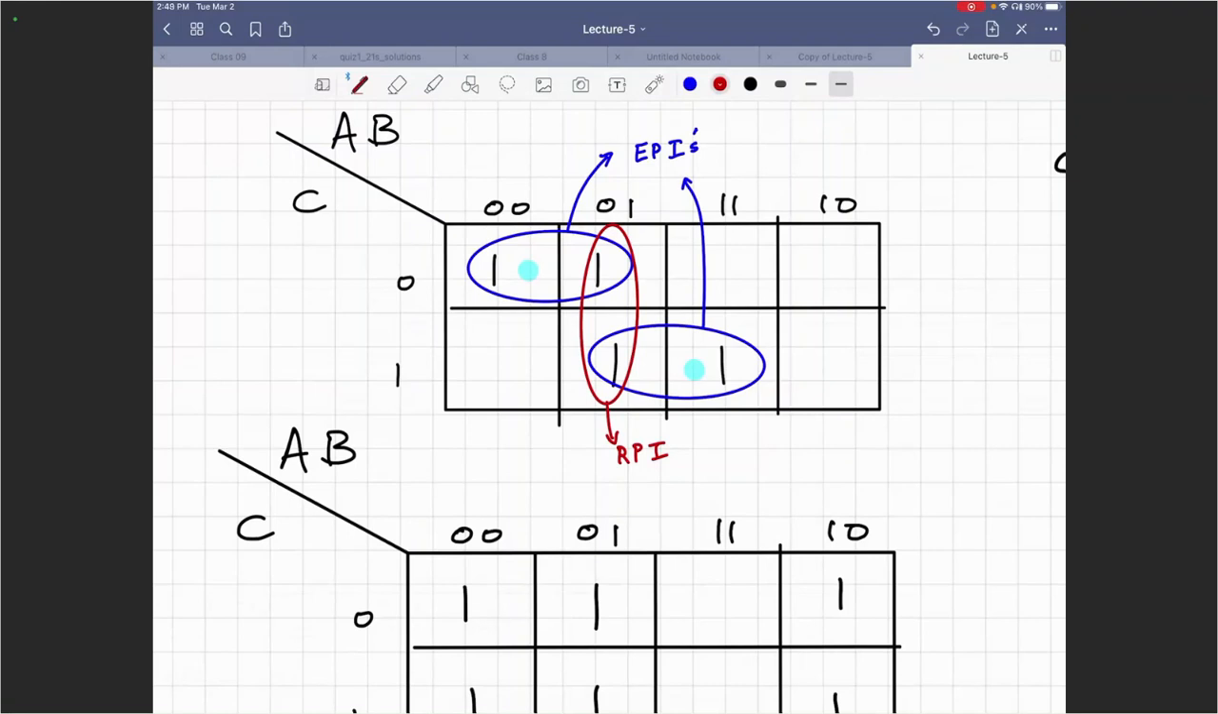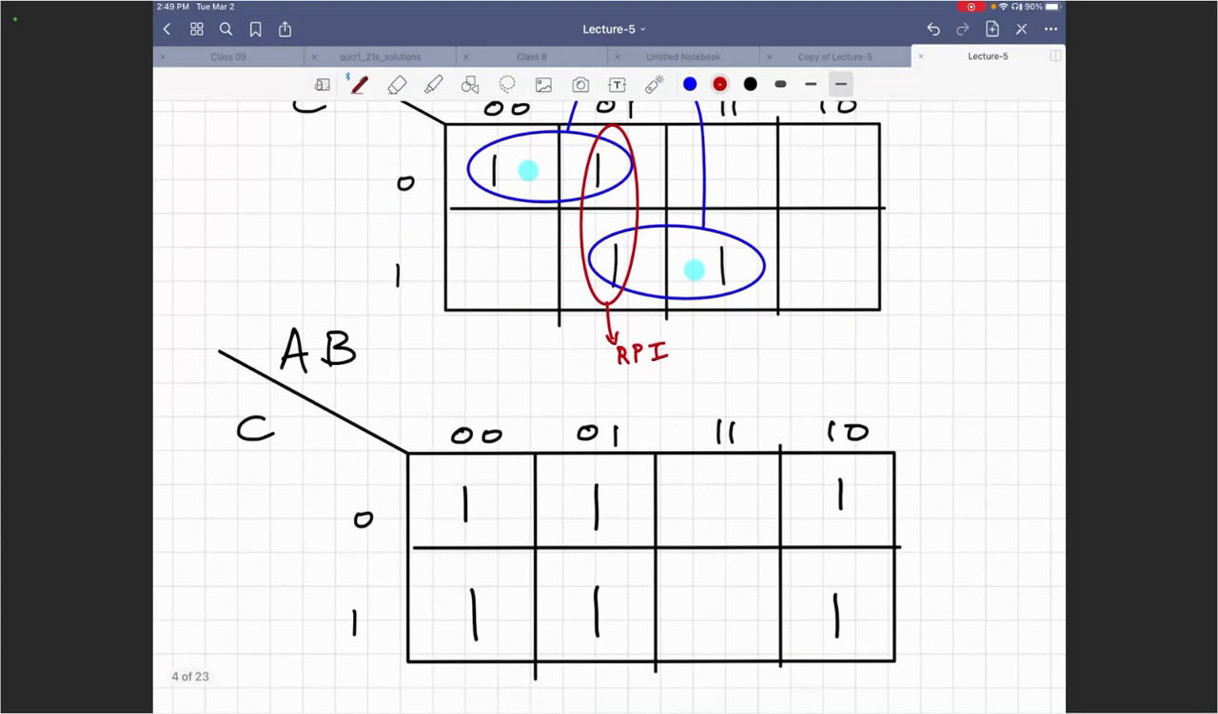Yes. But there is a special case. Let's talk about essential prime implicants a little bit more. Redundant prime implicants are redundant. All right, so let's take a look at the next example. How many essential prime implicants do you see in the second example?